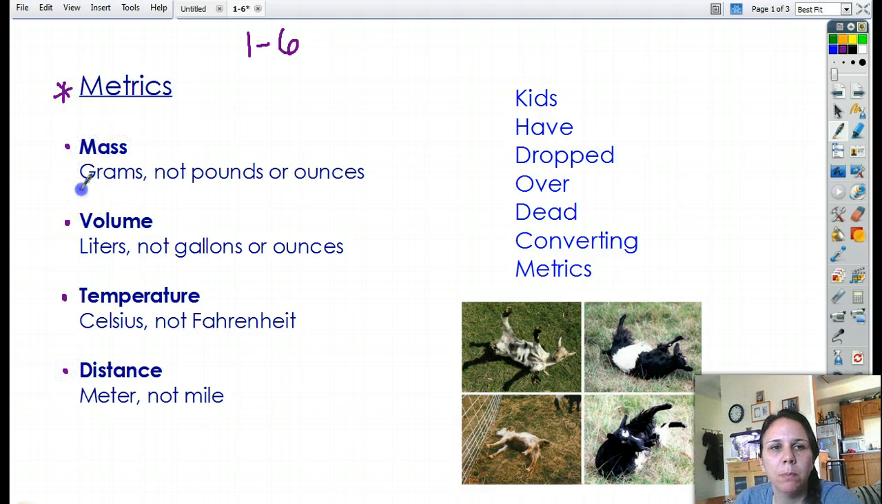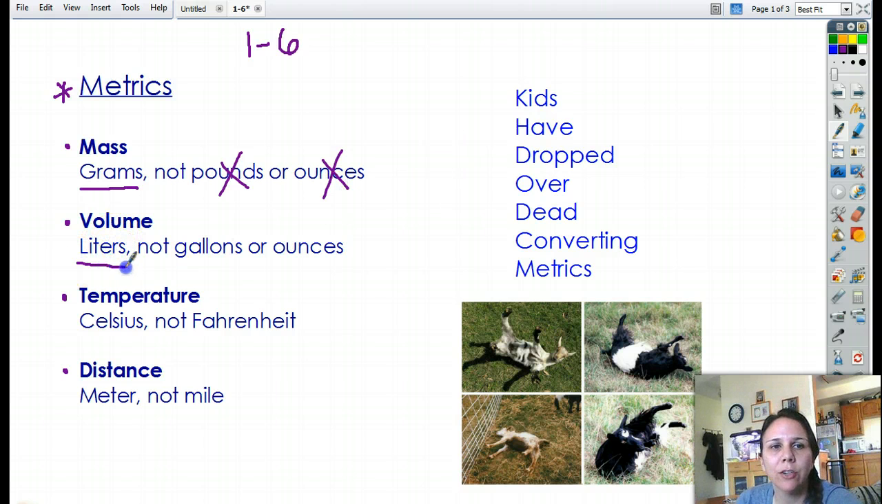Mass in metrics we measure using grams. Mass, you also hear, is the same as weight, interchangeably. Weight is a measurement of gravity's pull on you here on Earth. Mass stays the same no matter where you go. So say you were on the moon, your weight would be 1/6 less, but your mass would be the same. So we usually just use the word mass instead of weight to take out that factor of Earth's gravity. So mass is measured in grams, whereas here we would measure in pounds or ounces. So we're not going to use those. You'll never see us use pounds or ounces in dealing with anything here, at least for this year, in science.